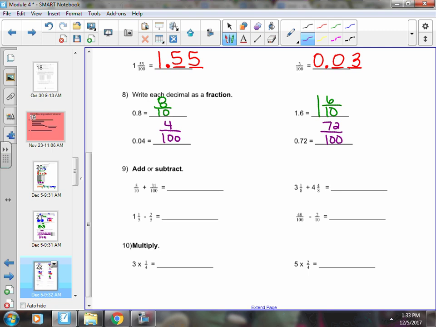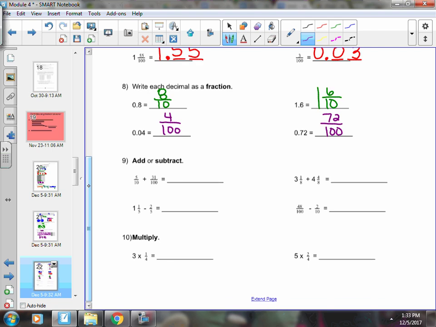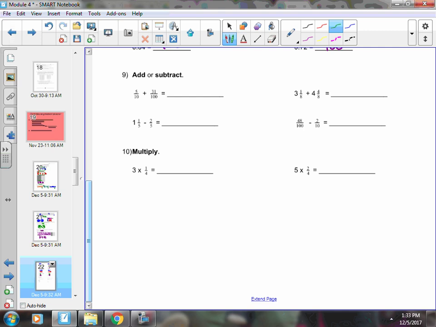Number 9, add or subtract. 2 of them are adding, 2 of them are subtracting. It would be a shame to know what to do, but accidentally do the wrong operation. So remember, 2 of them are adding, 2 of them are subtracting. Number 9, if the denominators are not the same, 5/10 versus 31/100ths. So I'm going to make the first fraction have a 100 in the denominator. Now they're easy to add. 50/100ths plus 31/100ths equals 81/100ths.